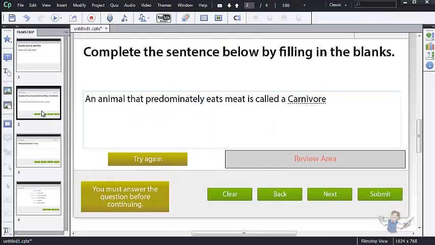In the first example here, it's a fill in the blank question. Now we have a question here saying an animal that predominantly eats meat is called a carnivore. Now the word that we're going to omit from the question, which the user has to input, is the word carnivore, indicated here by this dashed line.